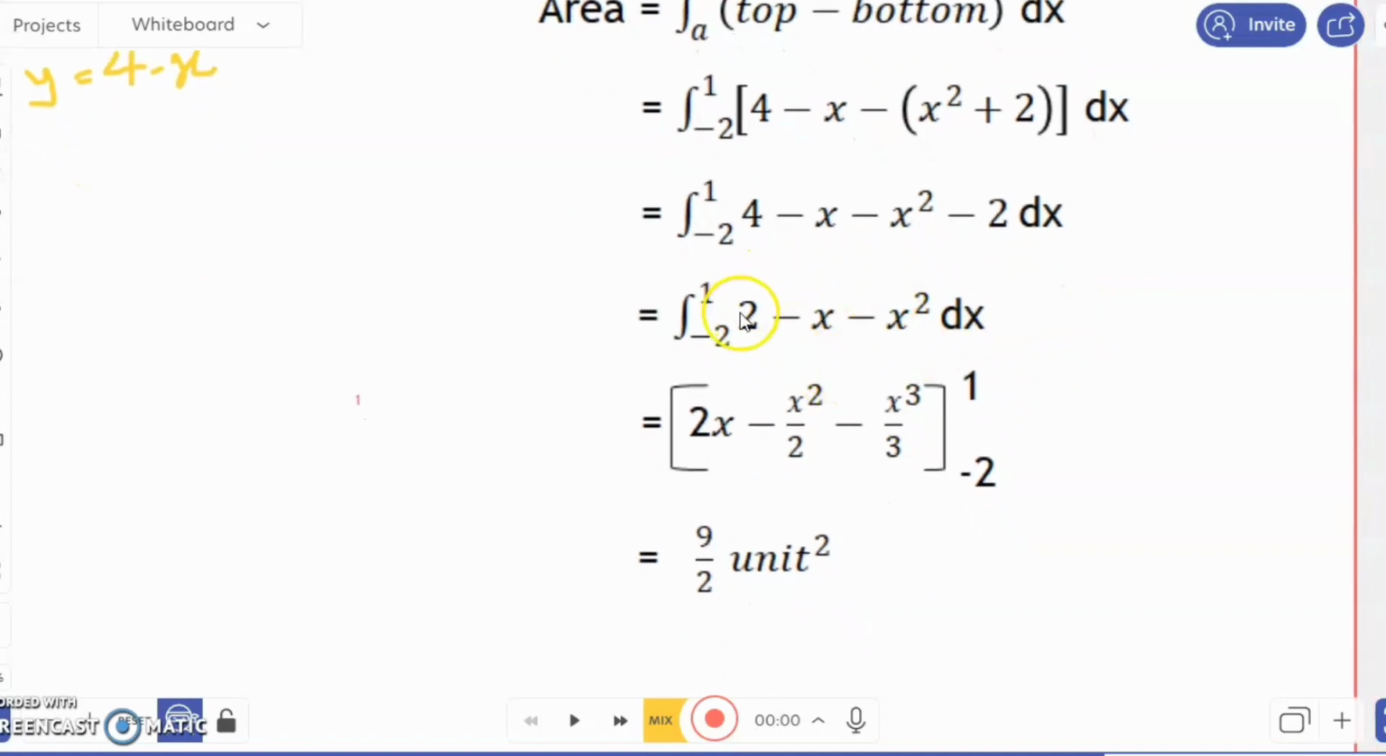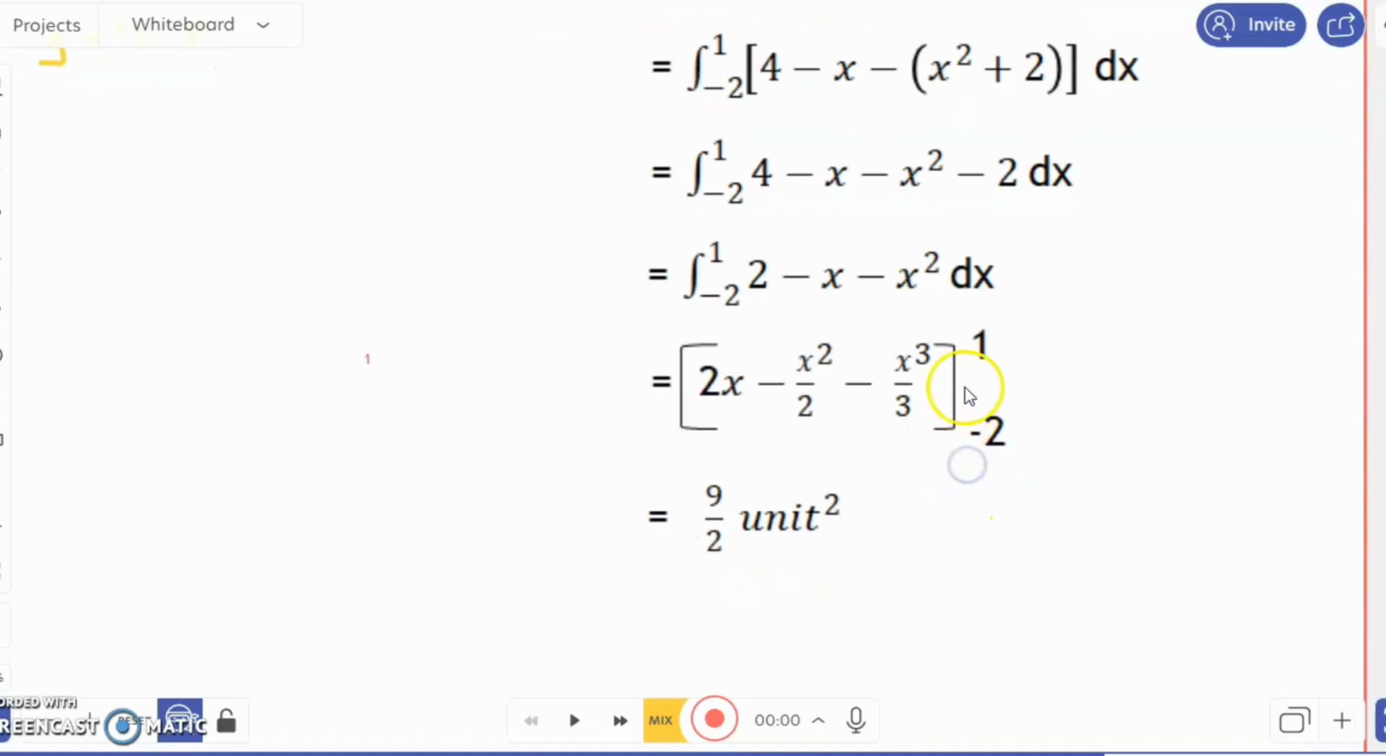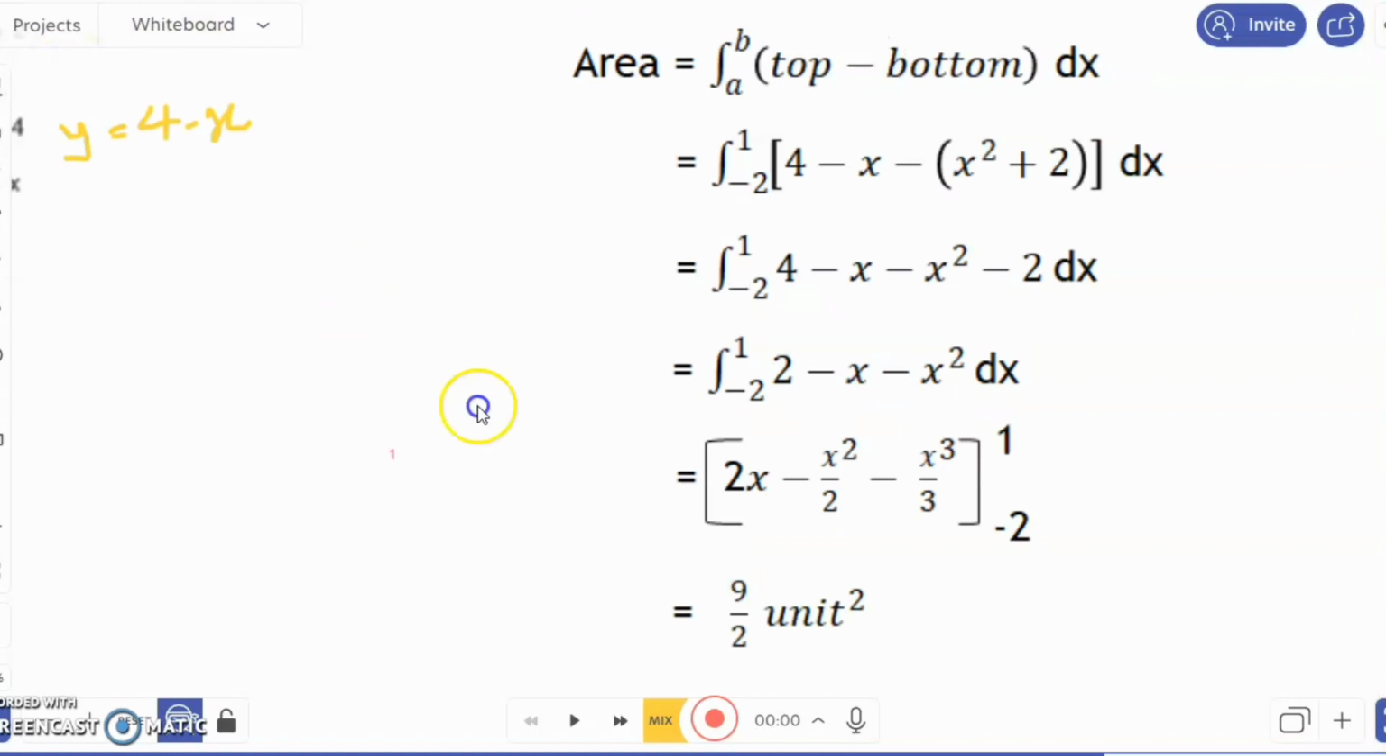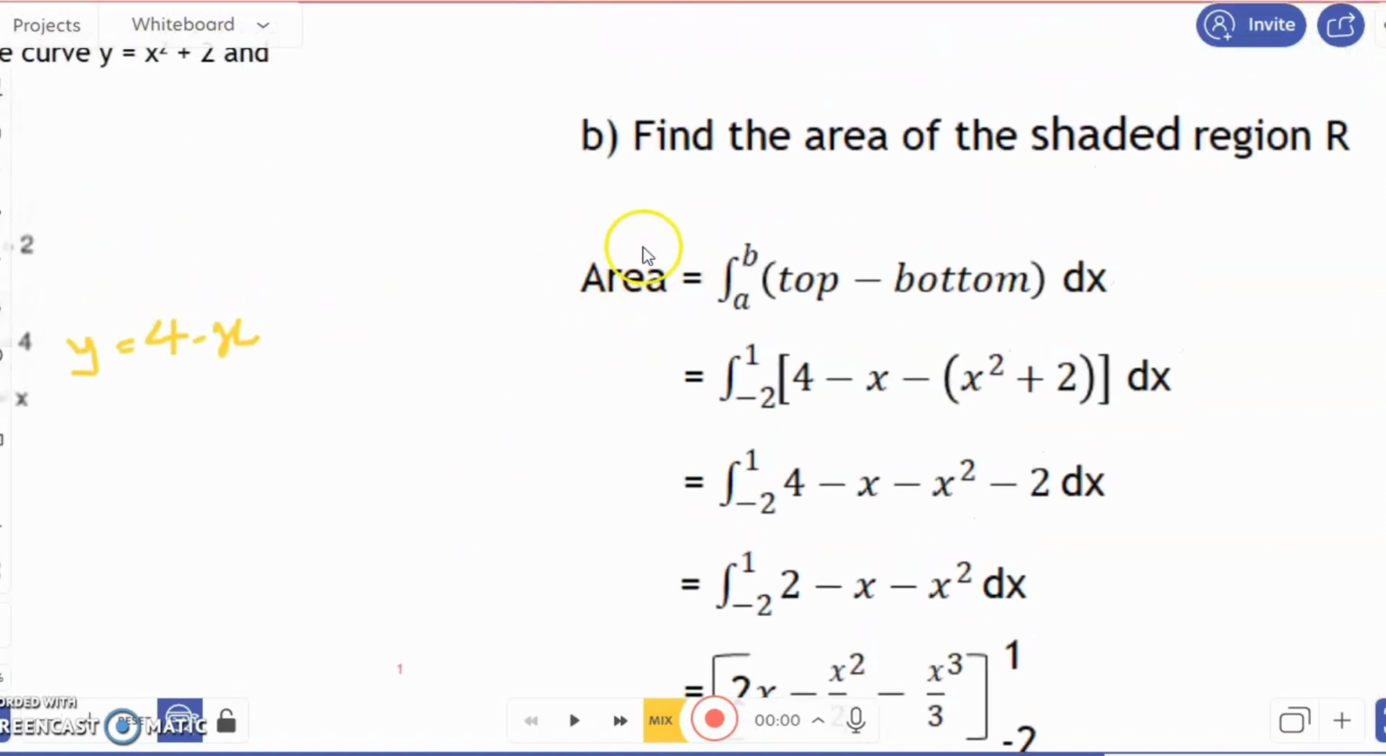And then we integrate this function, you get 2x minus x squared over 2 minus x cubed over 3, from -2 until 1. And then you substitute -2 and 1 into x. So the final solution is you get 9 over 2 unit square. Why do you use square? Because we want to find the area.